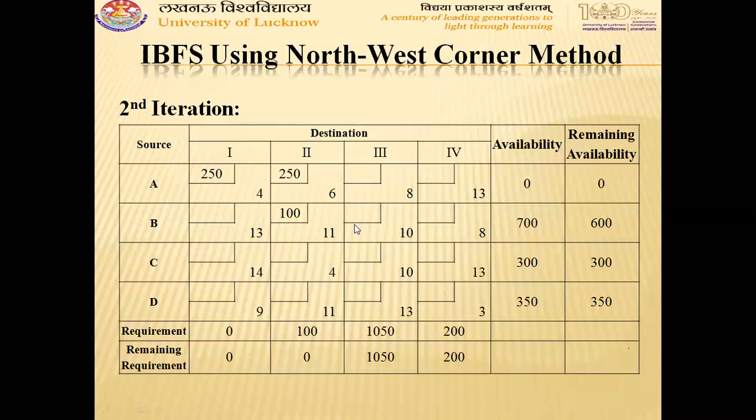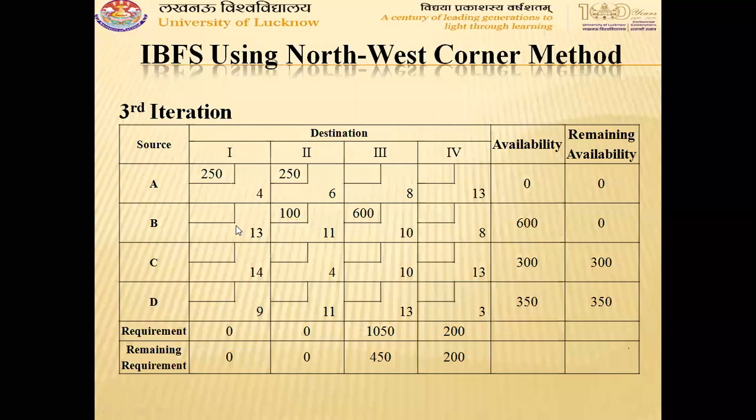After eliminating or ignoring these, our next northwest corner will be source B, destination 3, that is this cell. At this cell availability is 600 and demand is 1050. So the minimum is 600, and at this cell we allocate the quantity 600. When we allocate 600 here, the availability at source B becomes 0 and the requirement at destination 3 becomes 450. Now we can eliminate source B also.